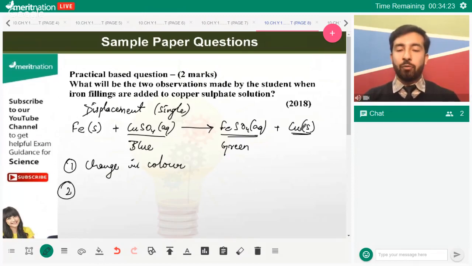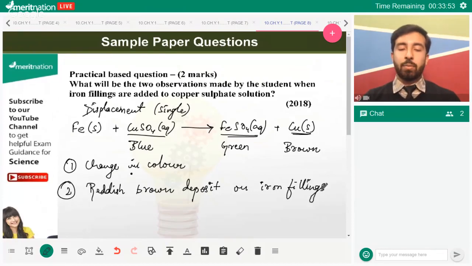What would be the color of the copper deposited? Brown. Very good, Denema. It would be brown in color. So the color of the copper deposited would be brown. That's correct. So these are the two observations. One is a change in color, and the next one is a reddish brown deposit on the iron filings.